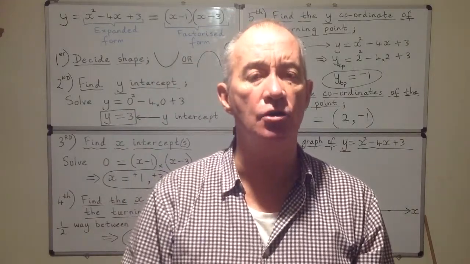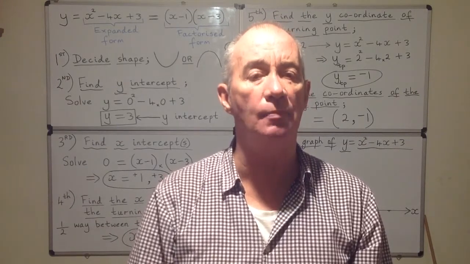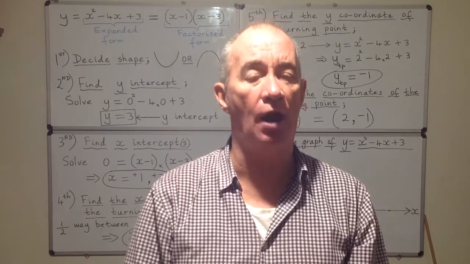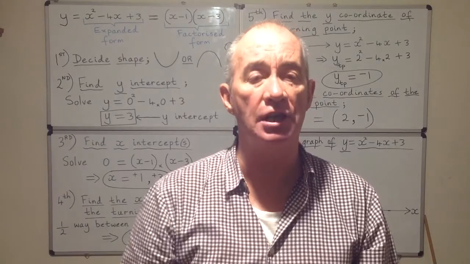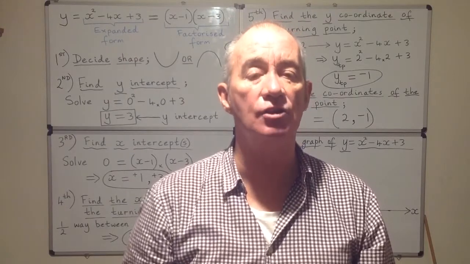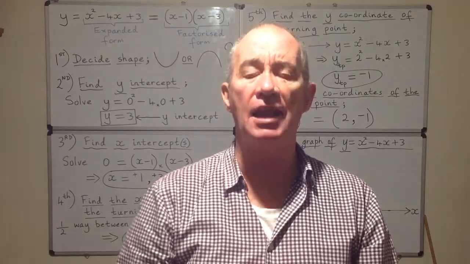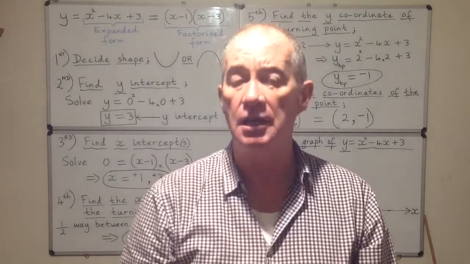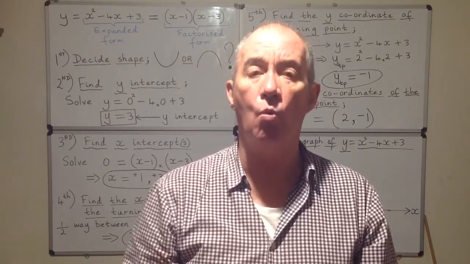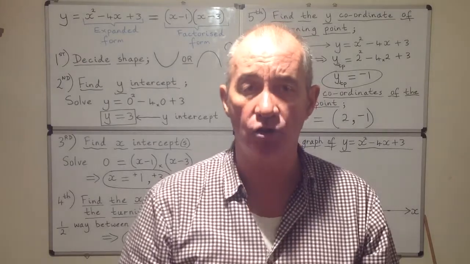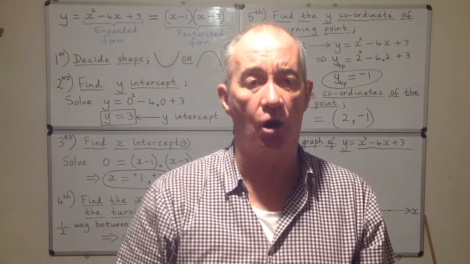Second thing is you need to know the y-intercept for the graph of the quadratic equation. The y-intercept is the point where the graph cuts through the vertical axis or the y-axis. The third thing is you need to know the x-intercept or intercepts of the quadratic equation graph, and the x-intercept or intercepts are the x values where the quadratic equation graph cuts through the x-axis. The x-axis being the horizontal axis.